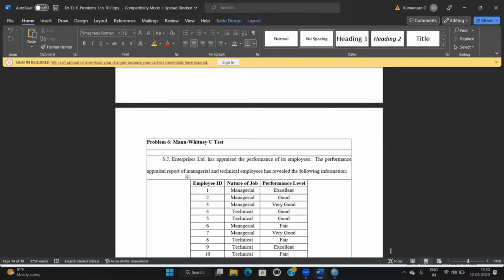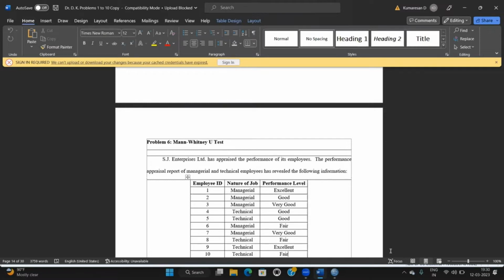So before collecting the data, when you are designing your research and preparing your research design, at that time itself, you can decide which test will be appropriate for your study.